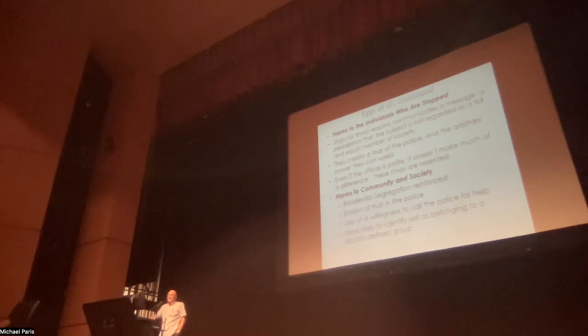Police officers are trained to expect the worst, and they're trained to control the situation. They have control of the situation at all times. Who cares if they put this guy in apprehension of being murdered, right? Harm to the community: residential segregation is enforced. Erosion of trust makes policing harder. I said that. Even less willingness to call the police for help. That's not good.